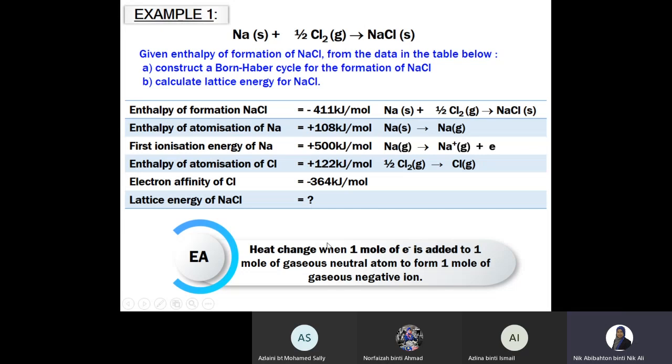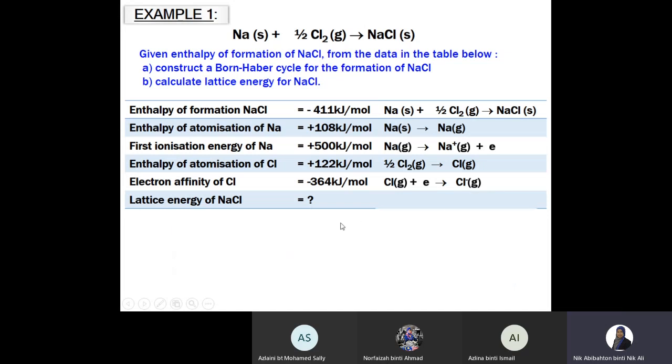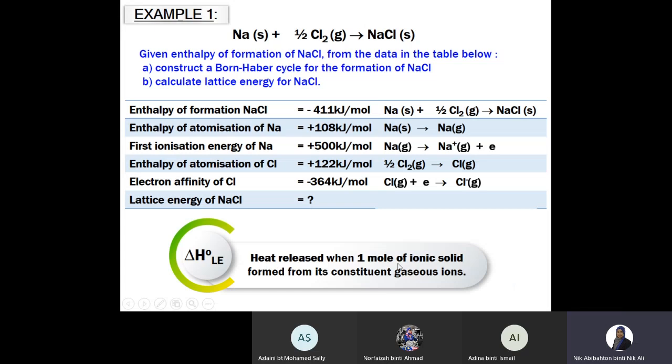Next is electron affinity: the heat change when 1 mole of electrons is added to 1 mole of gaseous neutral atoms to form 1 mole of gaseous negative ions. So we look at the equation. And the last one, lattice energy: heat released when 1 mole of ionic solid is formed from its constituent gaseous ions. From sodium ion gas and chloride ion gas, we produce 1 mole of ionic solid. So here we have recalled how to write the chemical equations according to the definition of enthalpy.